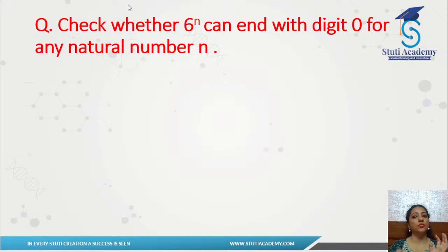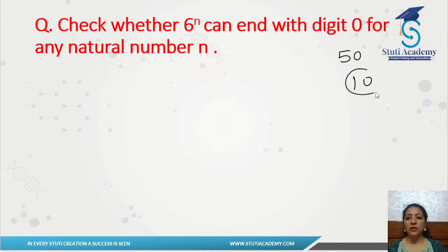Now the next question, this is very, very important, and also this can come in different forms. And this is a very logical question. Check whether 6 raised to the power n can end with digit 0 for any natural number n. So a number ending with digit 0 means it should have 0 in the ones place. So 6 raised to the power n, we want to end with digit 0. So if a number has 0 in the ones place, can we say that 10 is a factor of that number? Yes, we can say that. If I have 50, we have 0 in the ones place. I can say 10 is a factor of 50.